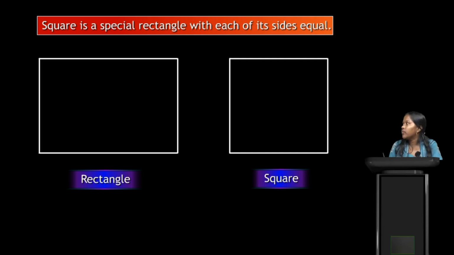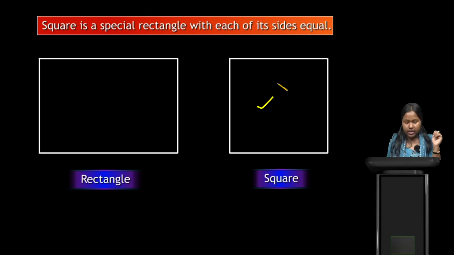A square is a special rectangle with each of its sides equal. So from here you can tell this square is a special type of rectangle. That means all squares are rectangles, but all rectangles are not squares.